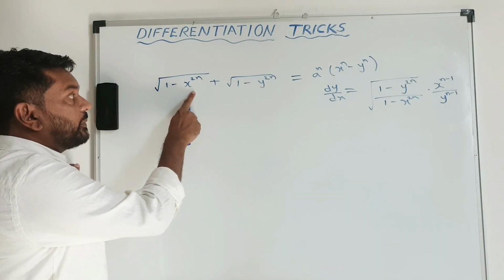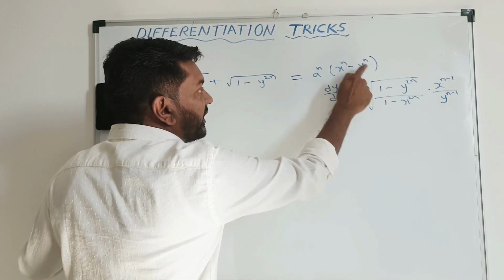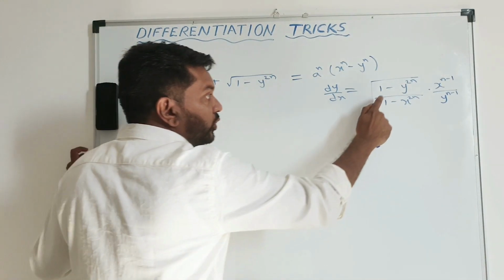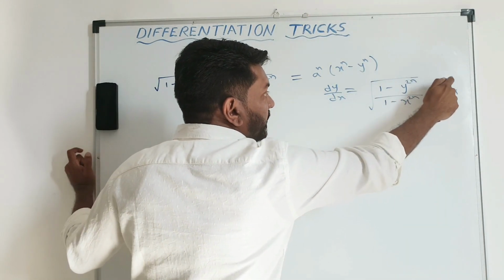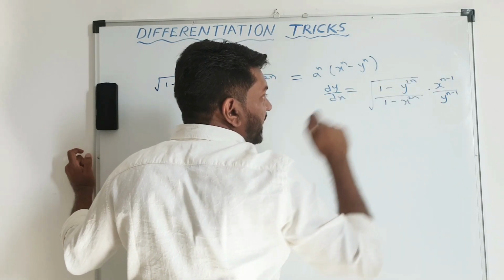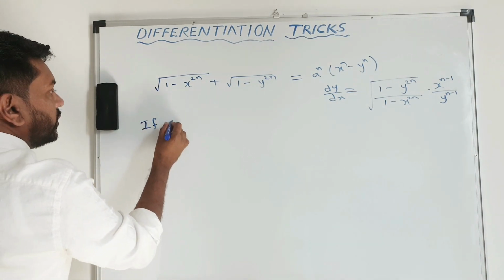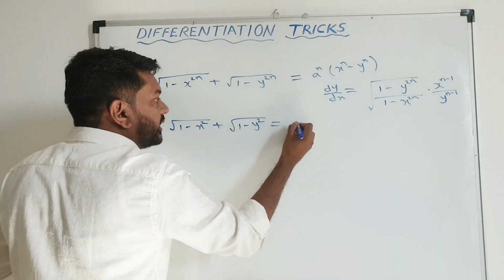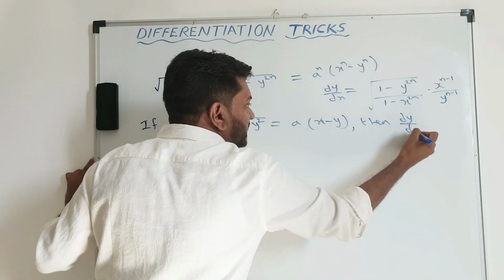If (1 minus x^(2n)) plus (1 minus y^(2n)) equals a^n into (x^n minus y^n), if the question is given in this form, then dy by dx is under root of (1 minus y^(2n)) divided by (1 minus x^(2n)) into x^(n minus 1) divided by y^(n minus 1). So we will see a question based on this. If root of 1 minus x square plus root of 1 minus y square equals a into (x minus y), then dy by dx is.